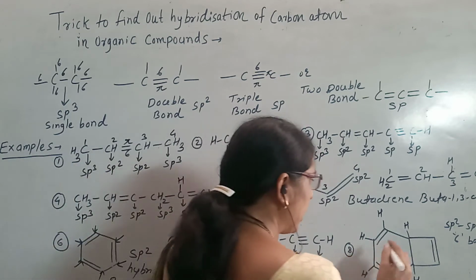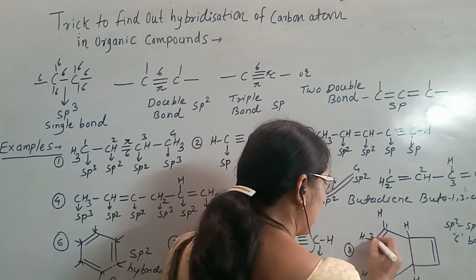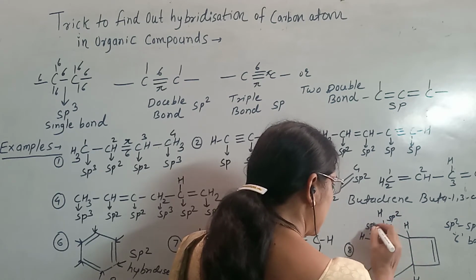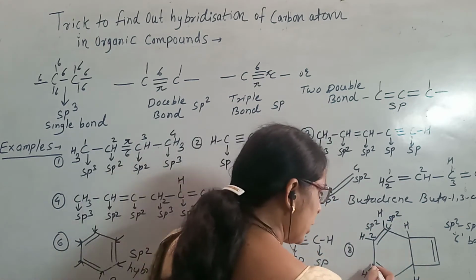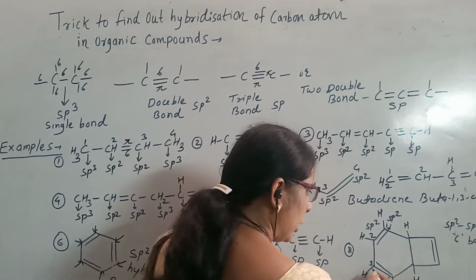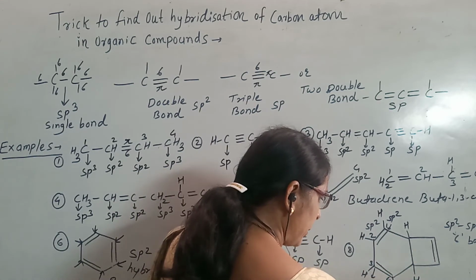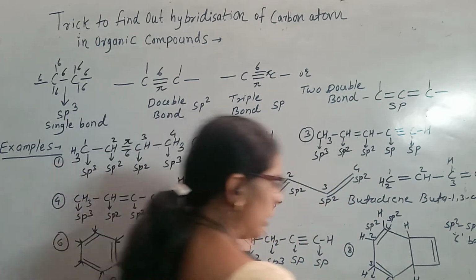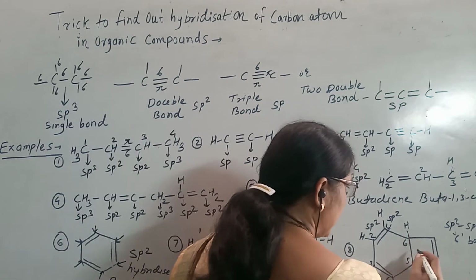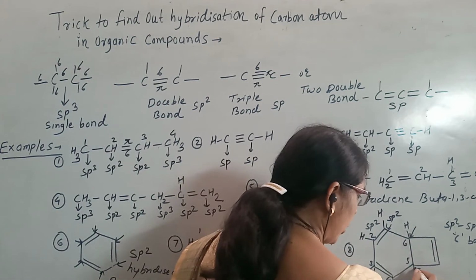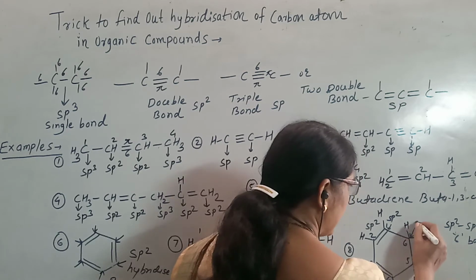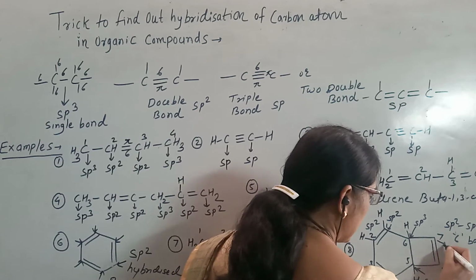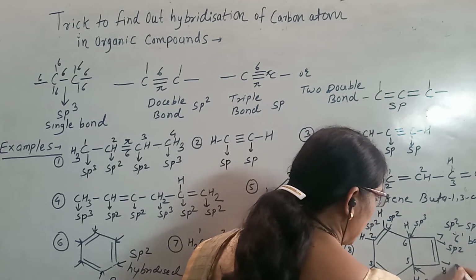When we consider example number 8, suppose this carbon is number 1, carbon number 2. Both carbons are sp2 hybridized. When you consider carbon number 3 and carbon number 4, they also have a double bond, so they are also sp2 hybridized. Let us go to carbon number 5 and 6. Carbon number 5 and 6 have single bonds, so they are sp3 hybridized. And suppose carbon number 7 and 8 are both sp2 hybridized because both have double bonds.